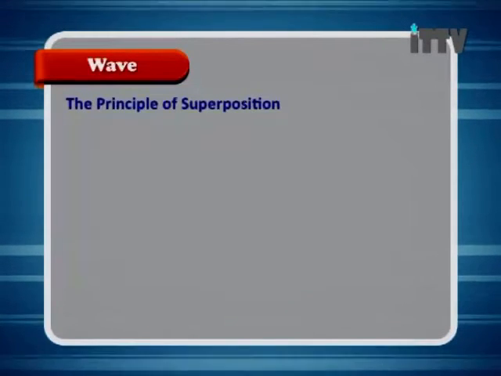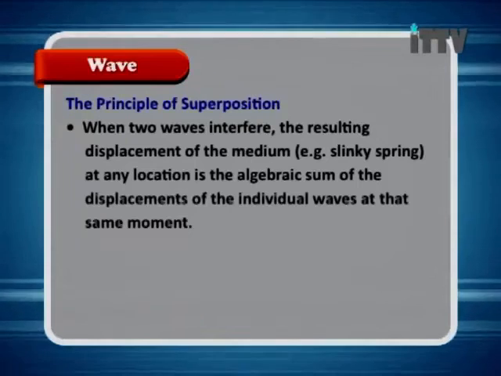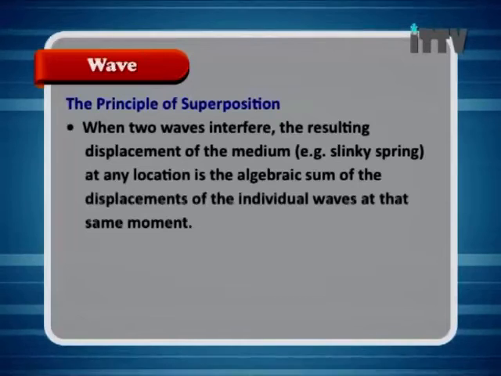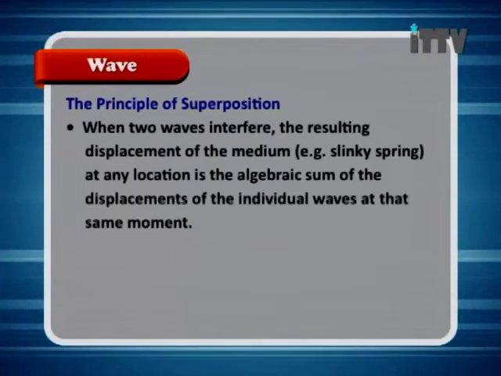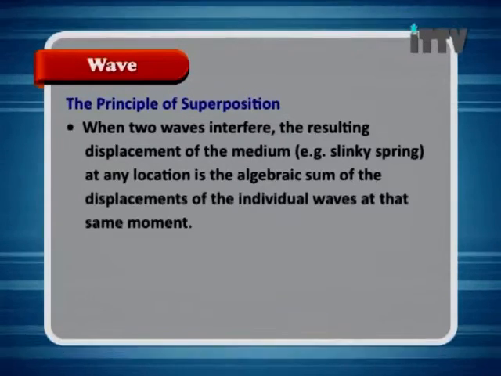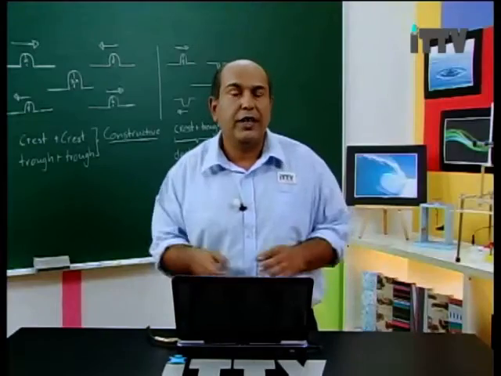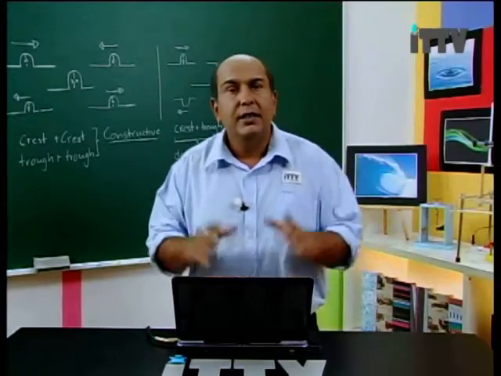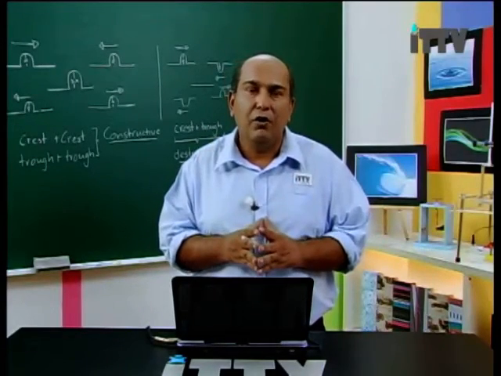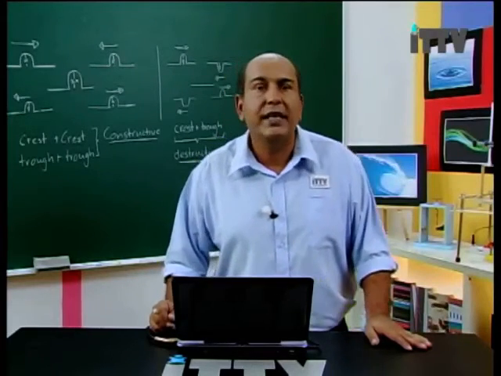The principle of superposition. When two waves interfere, the resulting displacement of the medium, for example the slinky spring, at any location is the algebraic sum of the displacements of the individual waves at that same moment. So when you get the principle of superposition, basically what we are saying is the displacement is the sum of the displacements at the place or point of interference.